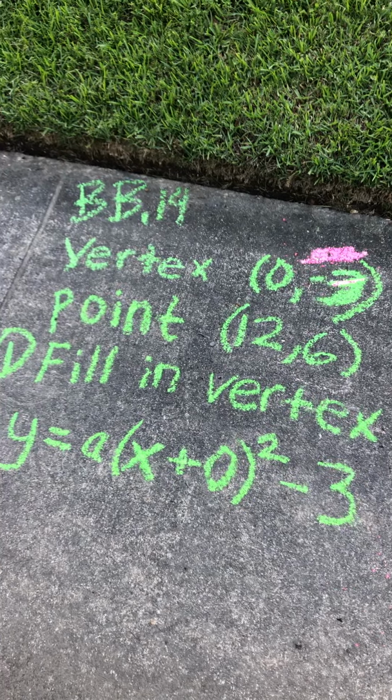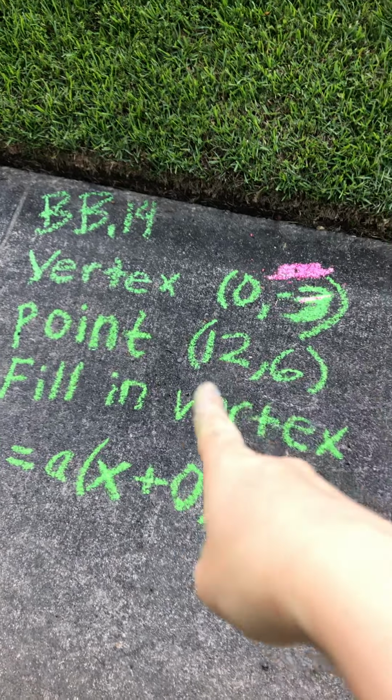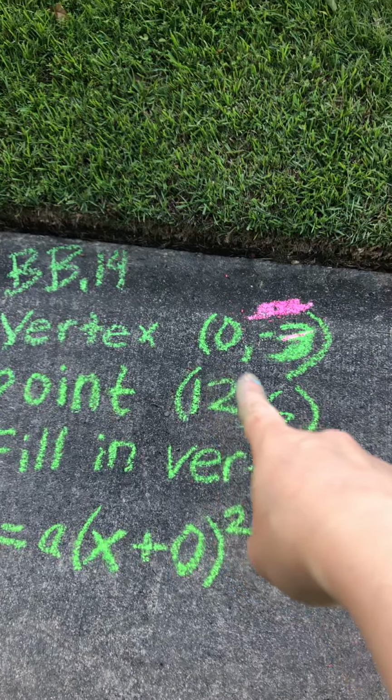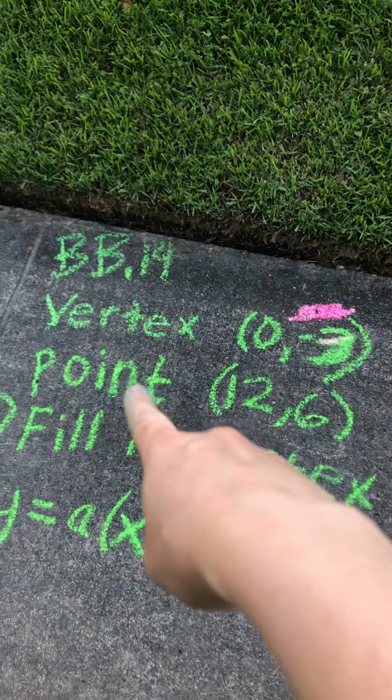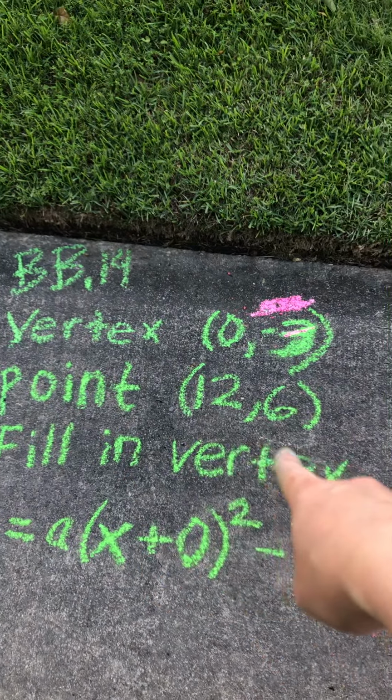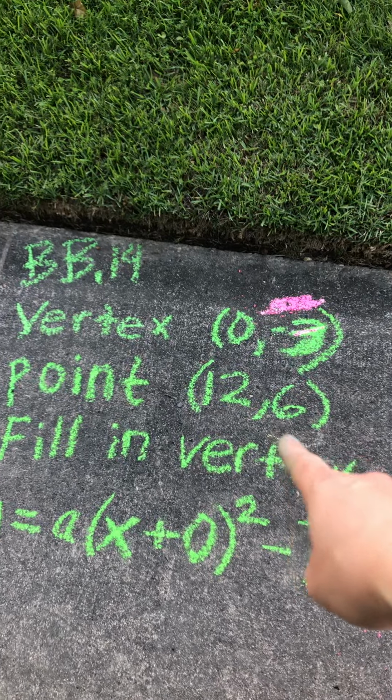Okay, this is a second example. This time, the vertex of this function is (0, -3), and the point that it goes through is (12, 6). Okay, so I'm going to take you through my steps again.